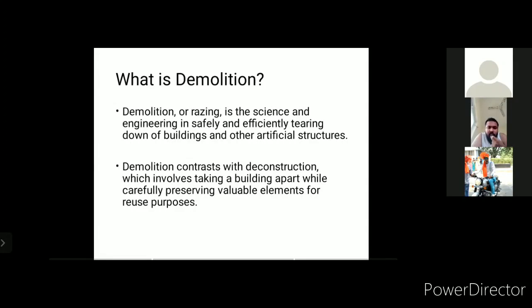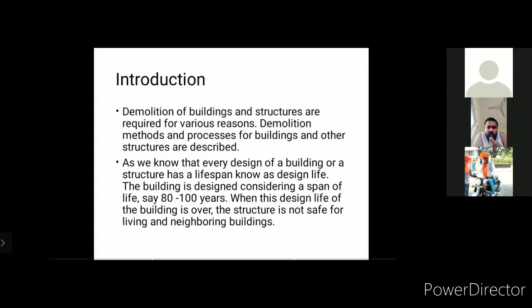As we know, the life of a building is about 80 years to 100 years. When this design life of the building is over, then the structure is not safe for living neighborhoods. Therefore, demolition of buildings is important.